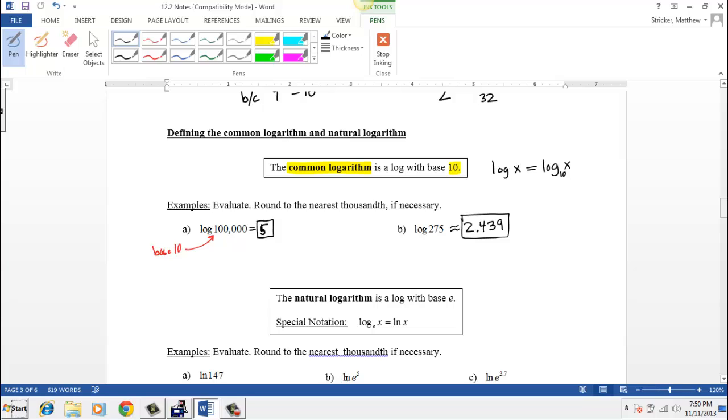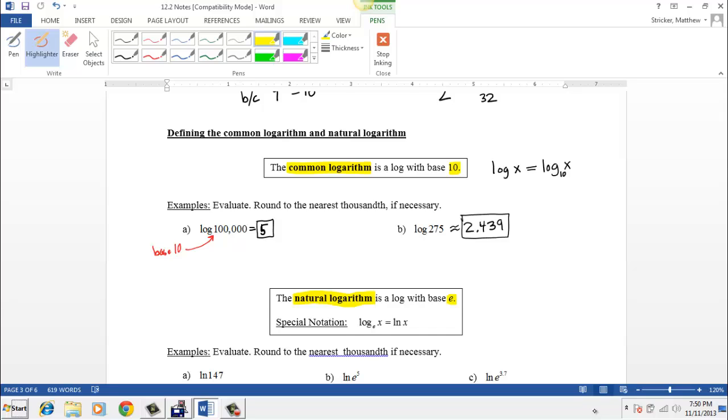Another common logarithm is what we call the natural logarithm. Unlike the last logarithm, which was log base 10, this is log base e. And we already saw what e was. Remember, e was 2.71, and the digits just keep going on and on and on. Remember that from the last section?